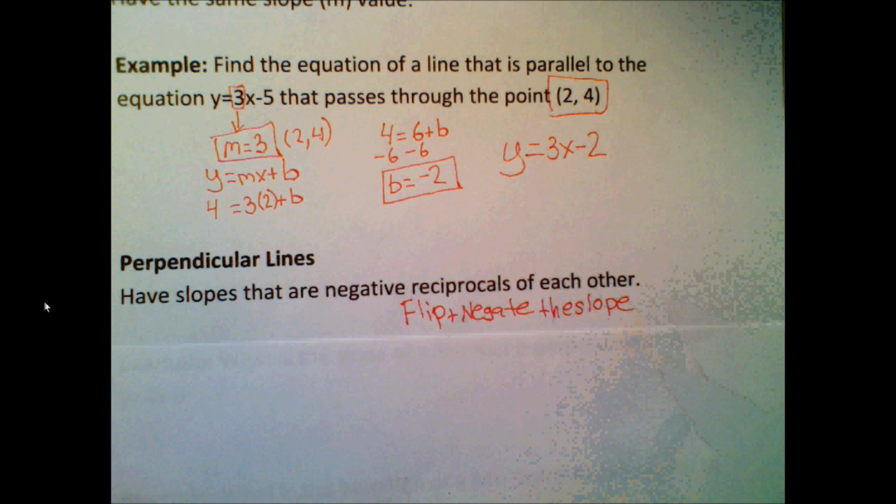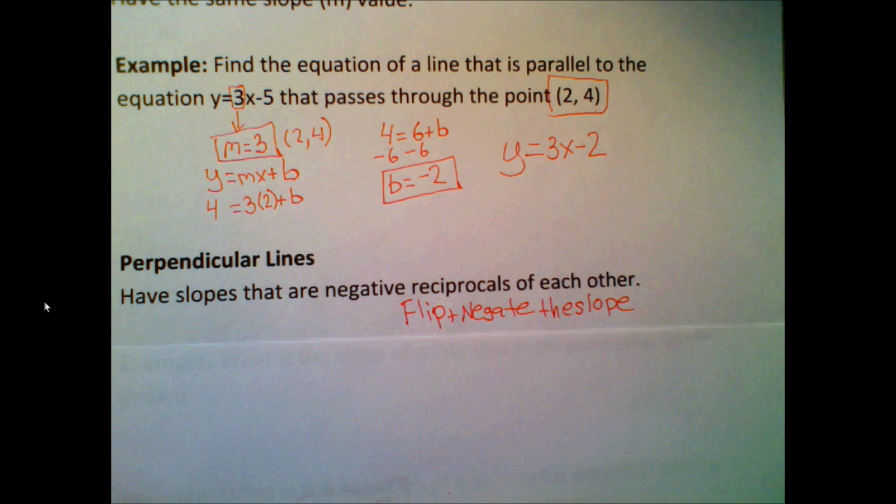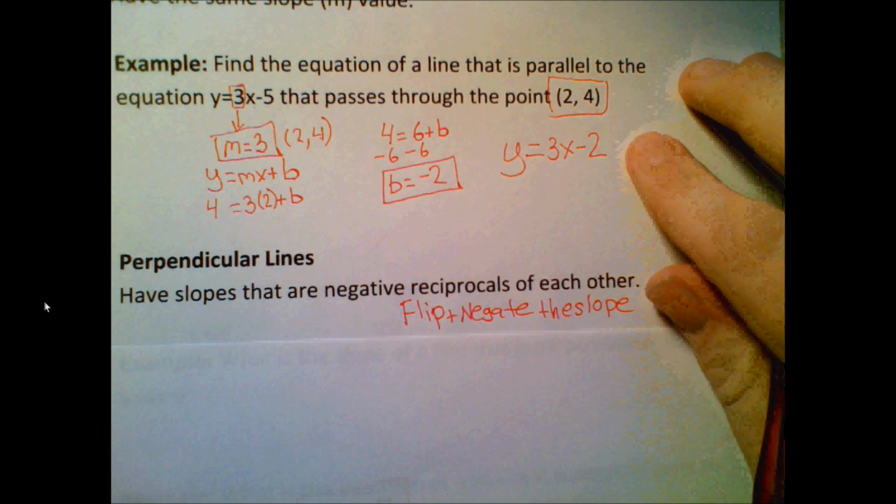So we take it and flip it upside down, so the denominator becomes the numerator and the numerator becomes the denominator, and then we have to switch the sign. So if it's positive, it becomes negative. If it's negative, it becomes positive. Let's take a look at an example.